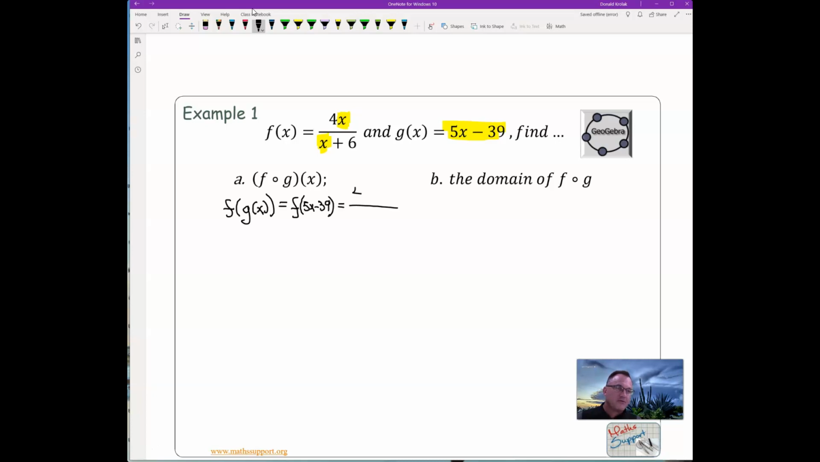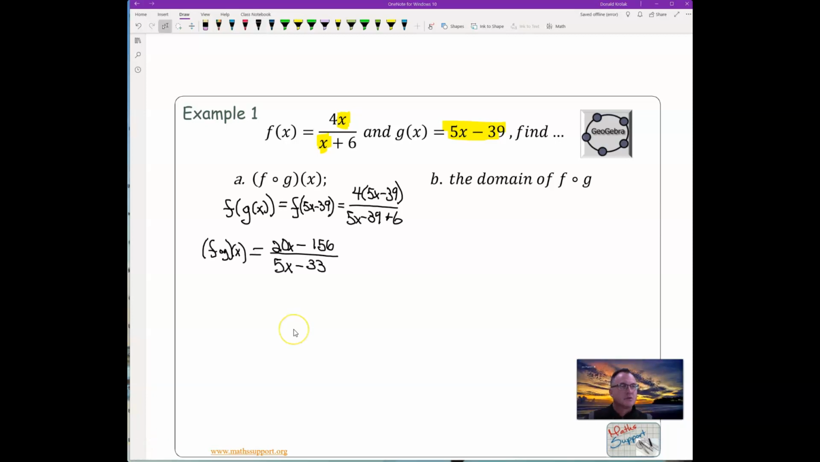So I'd have 4 times (5x minus 39), and then I'd have 5x minus 39 plus 6. Now I'm going to simplify that. So our composite is equal to this expression, and I just simplified it.